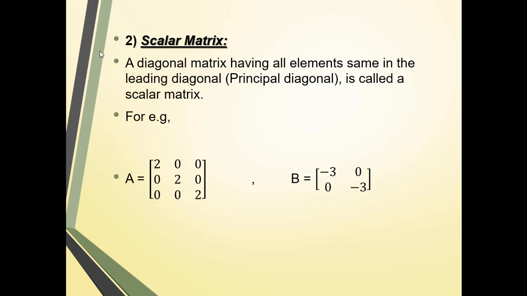If we see in these 2 examples, the elements in the leading diagonal are the same. The elements of the leading diagonal are the same, and the second thing is all the elements except the leading diagonal are 0. So if these 2 conditions appear in any matrix, that matrix is said to be the scalar matrix.